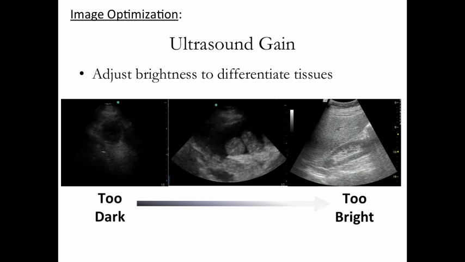The gain is what determines how bright your image is, and I'll show you a picture of where to adjust this. It helps you adjust the brightness, which will help you differentiate tissue planes. If you have too little gain, everything appears really dark. If you have too much gain, everything appears really bright white, and it's hard to differentiate clearly where different tissues start and end.